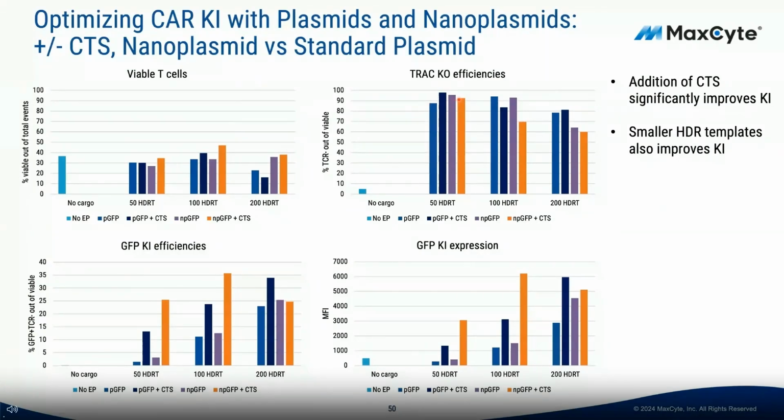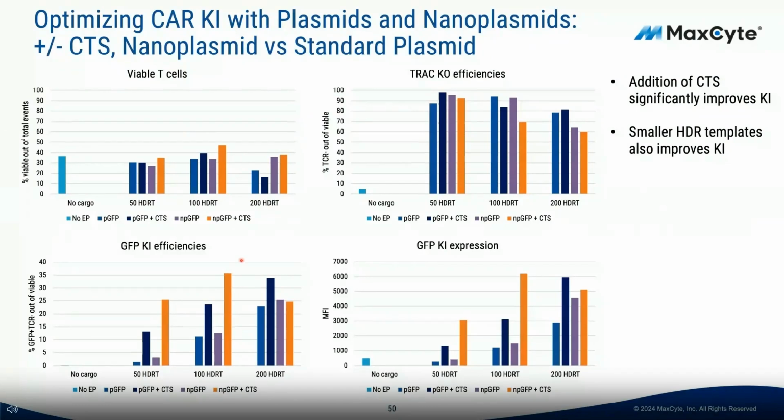And in terms of the knock-in efficiencies, if you have the CTS sequence on the DNA donor template, there is higher efficiency of knock-in with the nanoplasmid versus the normal size plasmid. And you can see that basically with the smaller nanoplasmid and the medium concentration of DNA donor template, you can get the highest knock-in efficiency of about 35%.